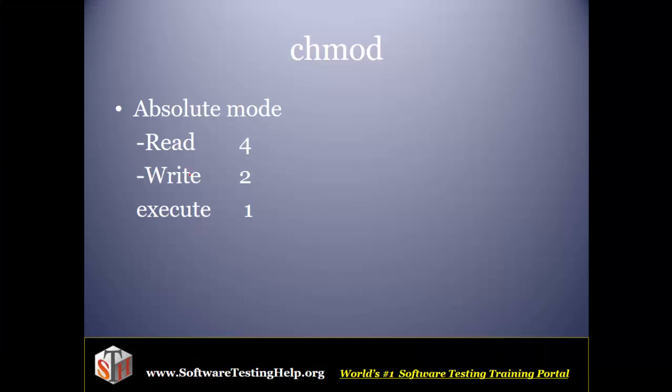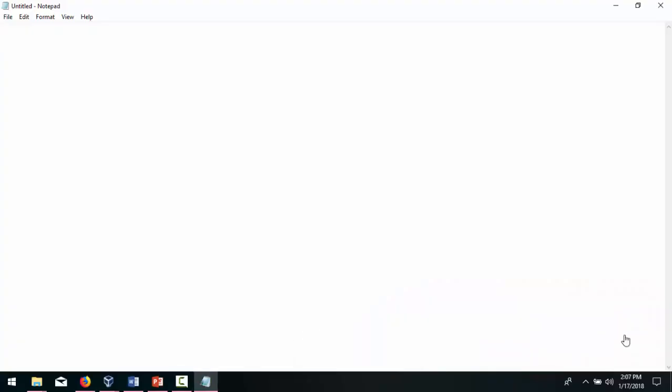In order to work with absolute mode, we need to know that certain numbers are assigned in absolute mode. For read, we use the number 4. For write, we use the number 2. For execute, we use the number 1. Now, how to use this absolute mode? I'll explain it in the note. So let's write down what we are using. For read, we have the number 4. For write, we have the number 2, and for execute we have the number 1.